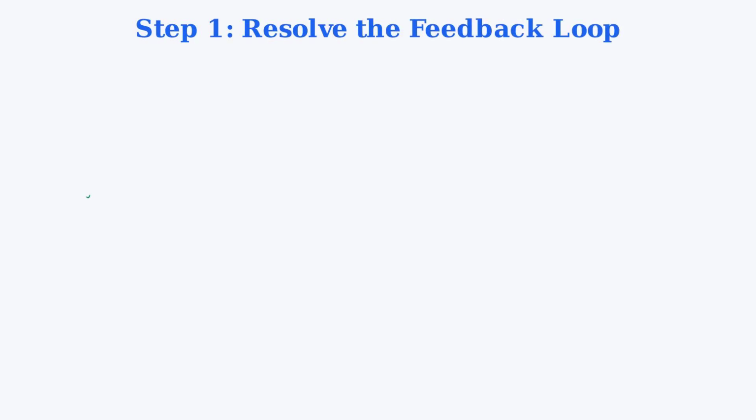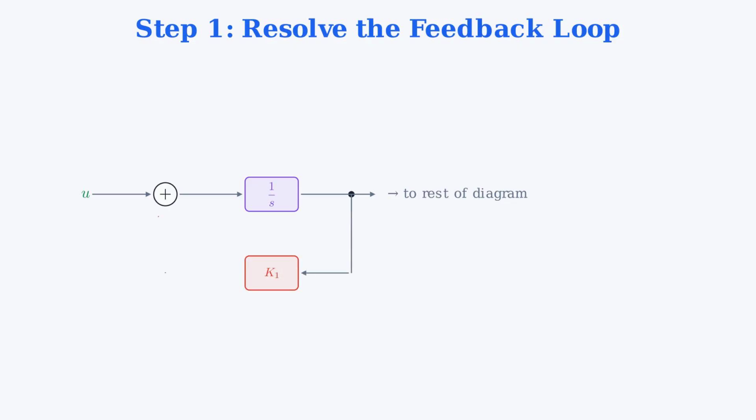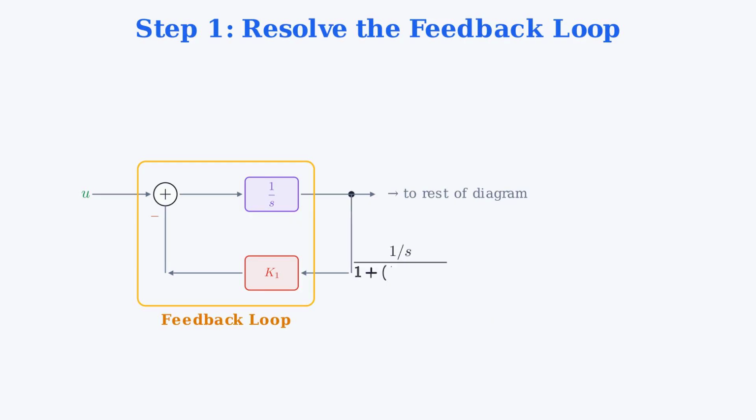Step 1. Resolve the feedback loop. Look at the left side of the diagram. The forward path is an integrator, 1 over S. The feedback path is the gain K1. Using the feedback rule, the closed-loop transfer function is the forward path divided by 1 plus forward times feedback. That gives us 1 over S divided by 1 plus 1 over S times K1.